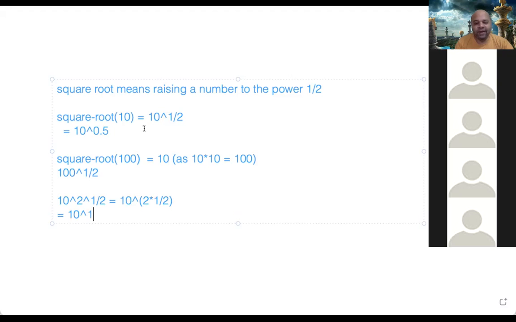So square root is nothing but raising it to the power 1 by 2. Is it too complicated? I mean, it looks.